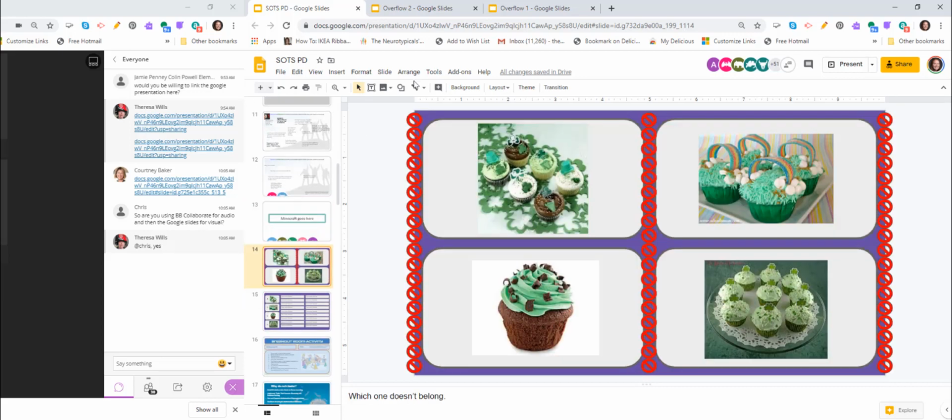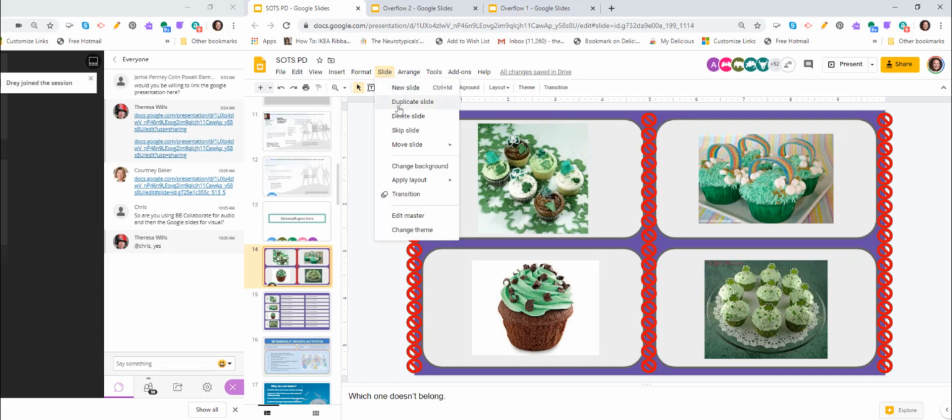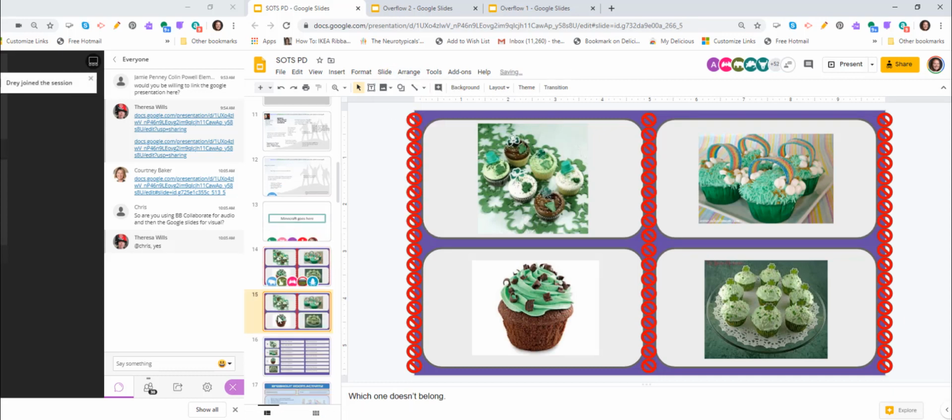All right, let's do some math. Join me on slide 14, and I'm also going to do a duplicate, slide 15. This is an example of which one doesn't belong. And what you'll do is you'll take one of those doesn't belong symbols and you'll pop it directly on top of the cupcake picture that doesn't belong.